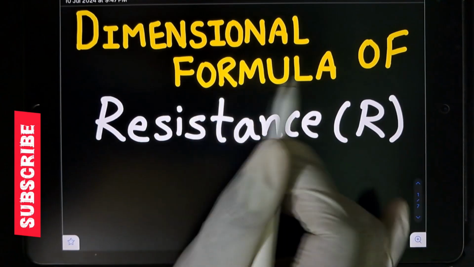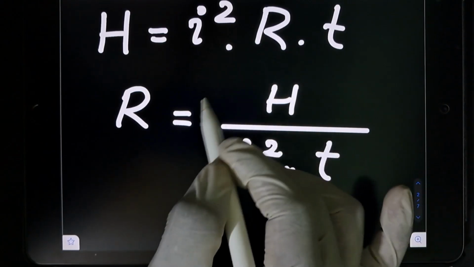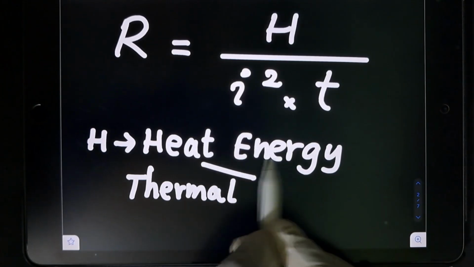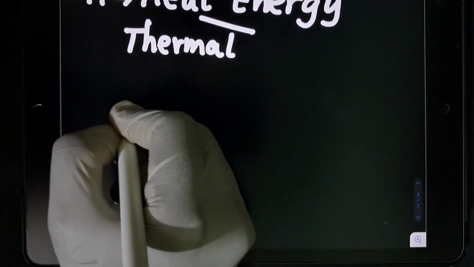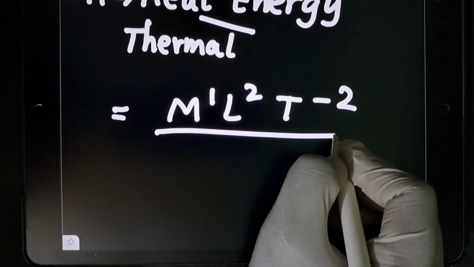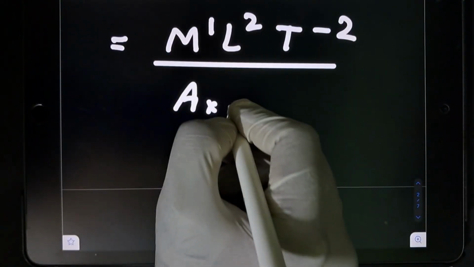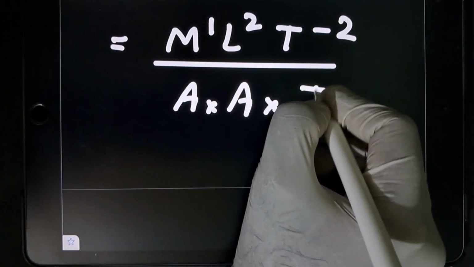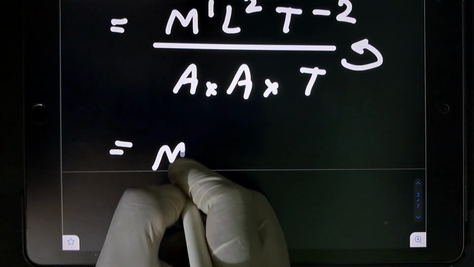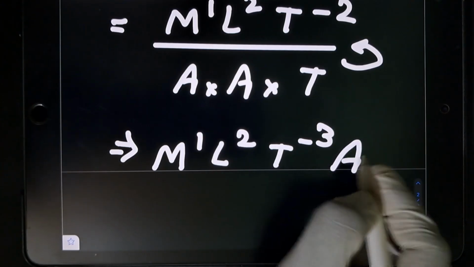To find the dimensional formula of the resistance denoted by the letter R. Here H is equal to I square R into T. R is equal to H by I square into T, where H represents thermal energy or heat energy. The formula is M power 1, L power 2, T power minus 2 into current A, I square. So A into A or A square into time T. On reciprocal we get M power 1, L power 2, T power minus 3, A power minus 2.